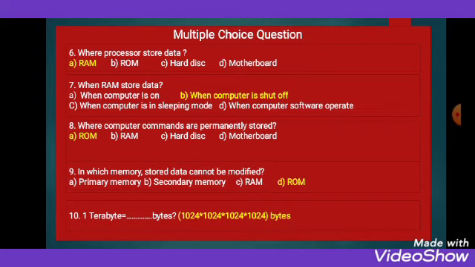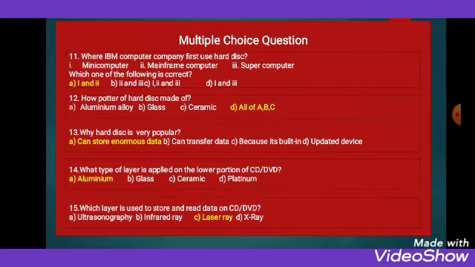Number 10, 1 terabyte equals how many bytes? You see, I have multiplied 1024 here 4 times. So 1 terabyte equals 1024 multiplied by 1024 multiplied by 1024 multiplied by 1024 bytes. Coming to the next question, number 11, in which computer did the IBM company first use a hard disk? Option 1 is minicomputer and option 2 is mainframe computer. So A is the correct answer.